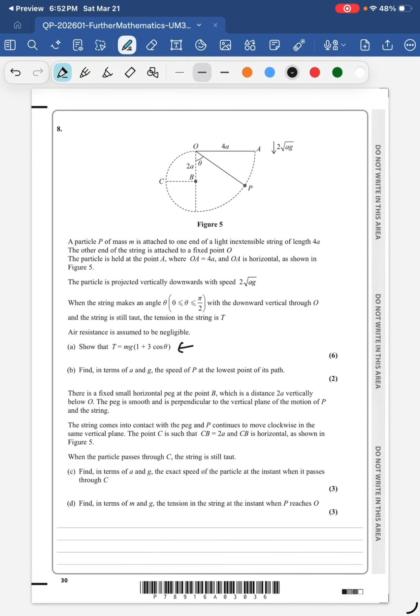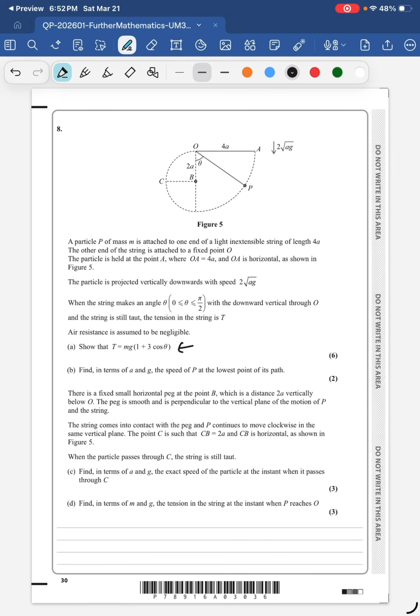The point C is such that CB is 2a and CB is horizontal as shown in figure 5. When the particle passes through C, the string is still taut. And then question C: find, in terms of a and g, the exact speed of the particle at the instant when it passes through C.